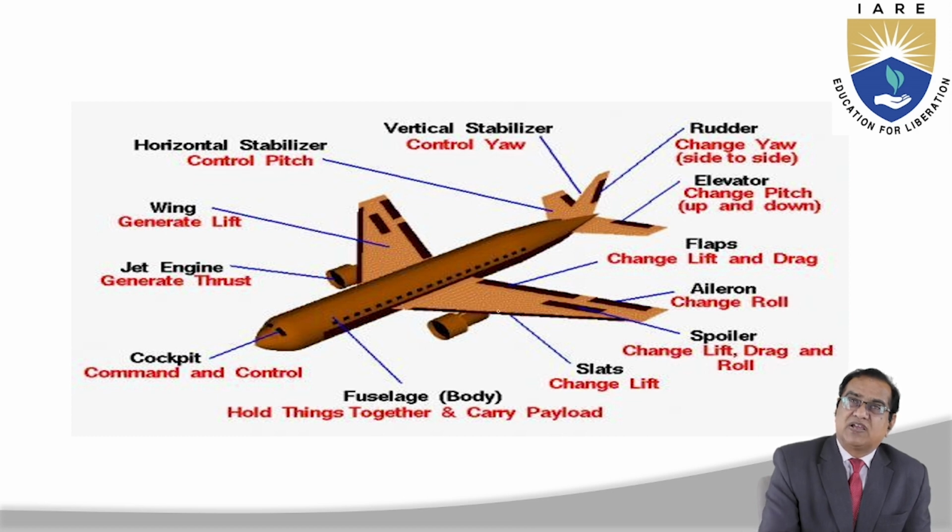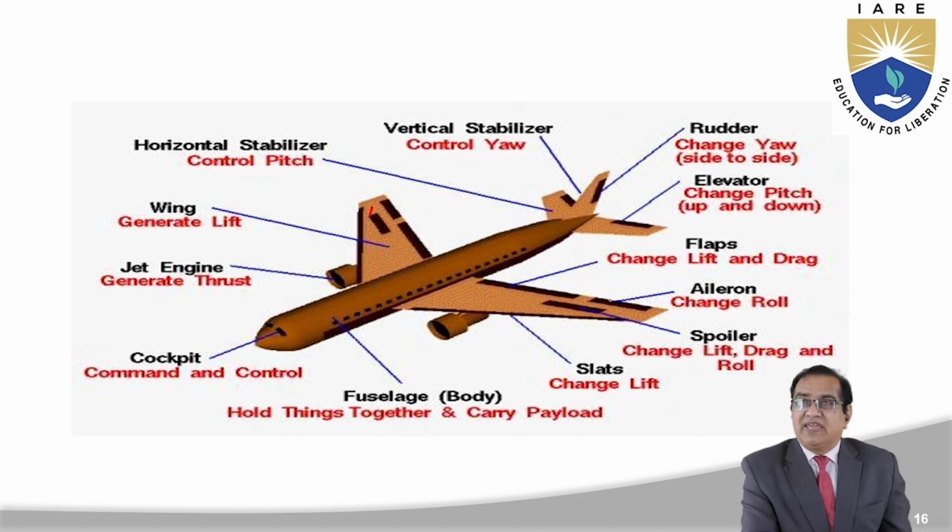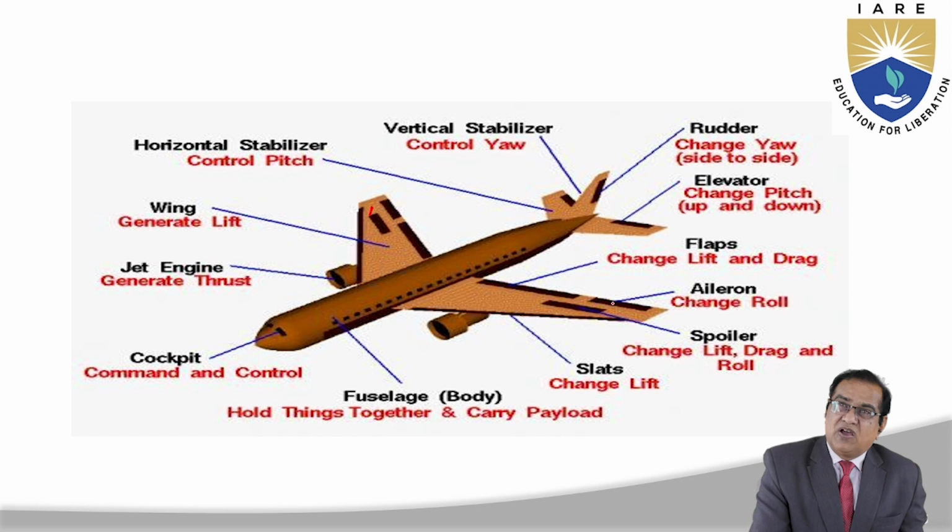Then we have the wing. In the wing we have the slats. These slats are at the leading edge and they change the lift. Then we have the spoilers on top of both wings, here also and here also. They change the lift, drag and roll condition. We have the aileron, which facilitates the rolling of the aircraft. Flaps, I have discussed in my previous lecture, are used to change lift and drag as per the requirement.